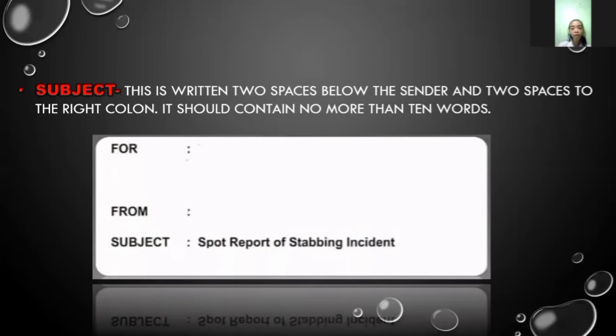Subject. This is written two spaces below the sender and two spaces to the right of the colon. It should contain no more than 2 words. Sa subject, nakalagay dito yung kung ano yung gagawin mong report. Kunyari, yung spot, gagawin mong stabbing report or yung incident na nangyari.